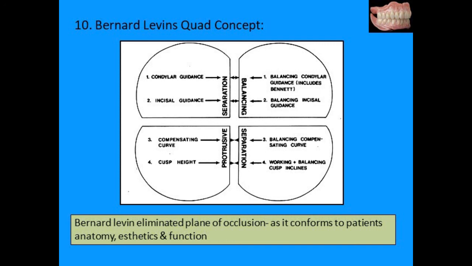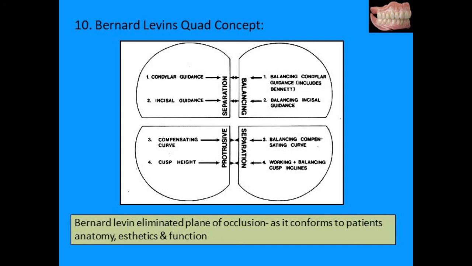So these 4 factors were considered to be the guiding factors. As each of these guiding factors is increased, the amount of separation is also proportionally increased. Whereas the other 4 factors, that is a balancing condylar guidance, balancing incisal guidance, compensating curve and balancing cusp inclines, were considered to be the controlling factors. So as each of these controlling factors is increased, tooth contact is proportionally increased.